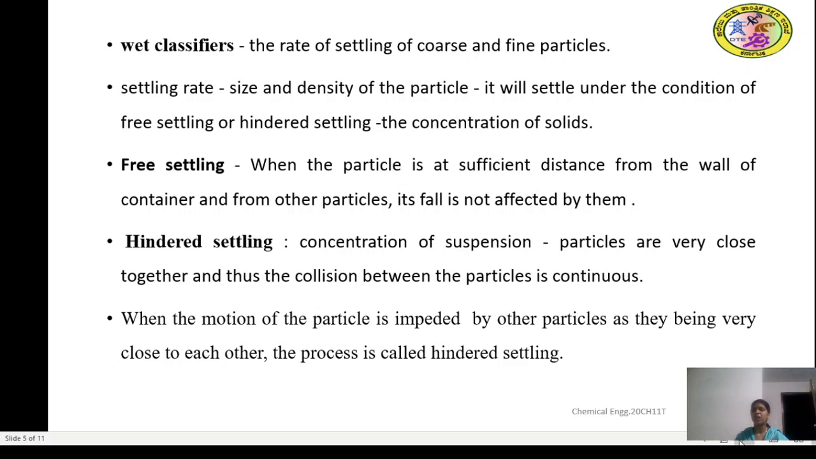So the particles try to settle in that condition, then we will call it as the hinder settling. That is when the motion of the particle is impeded by the other particles as they are being very close together, and the process is called the hinder settling.